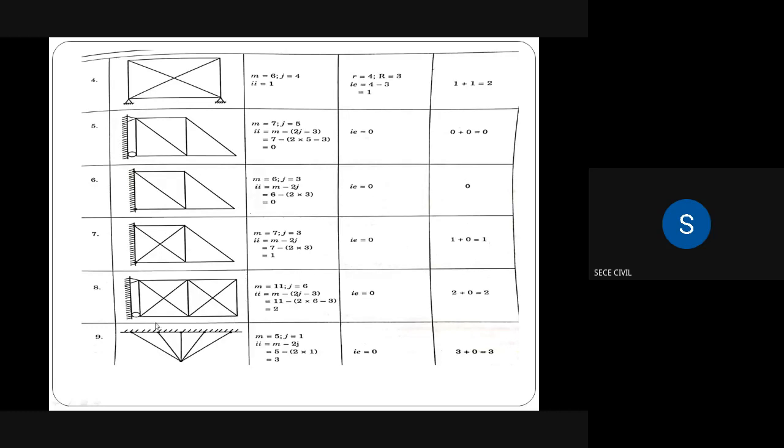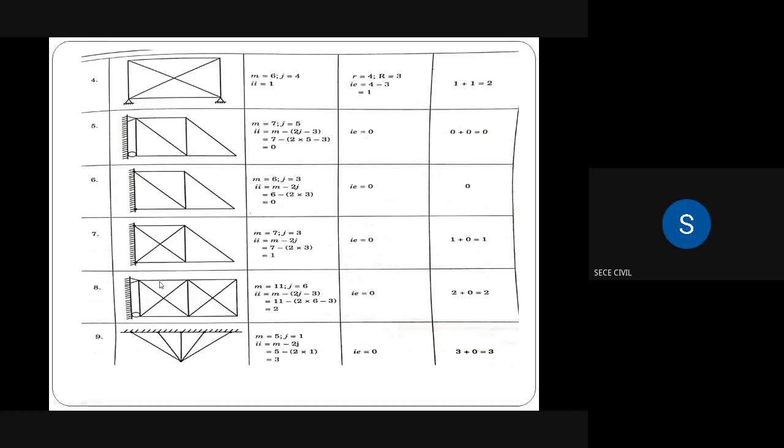The next problem is similar to the first 5 problems. This is not a fixed support. This is a hinged one and this is a roller one. So we have to use the formula IA is equal to m minus 2j minus 3. If the supports are totally fixed, the formula changes. The formula for calculating internal redundancy is then m minus 2j.